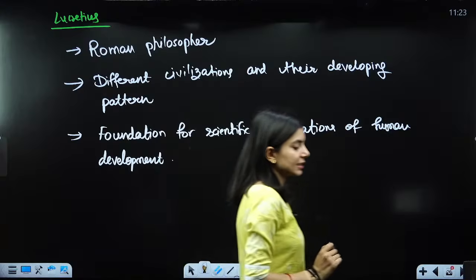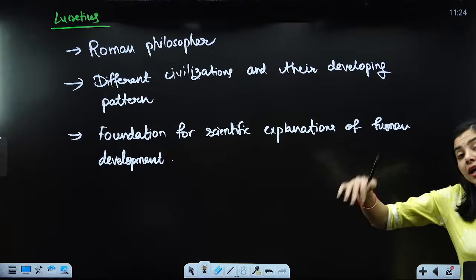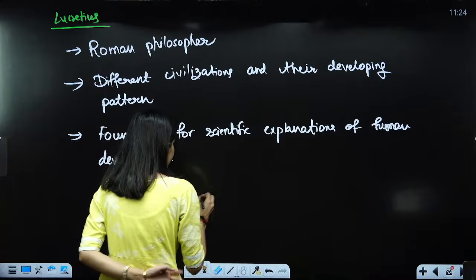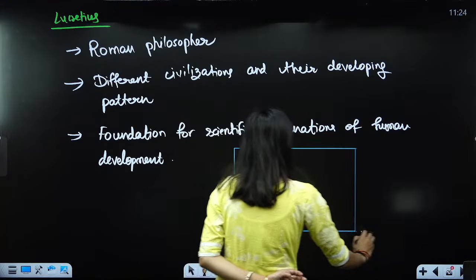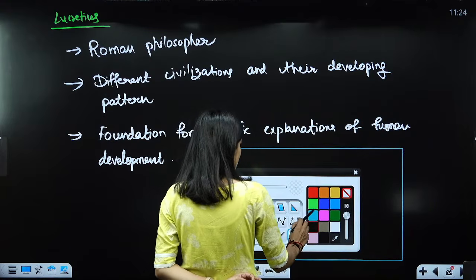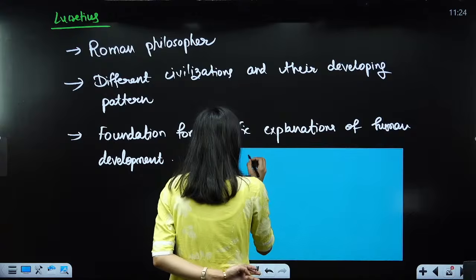This is what Lucretius explained, and his stages of culture development, his stages of human beings passing through different stages, provided a base to other anthropologists. Lucretius suggested that humans pass through different stages. Let me explain here the stages of human development that he explained.